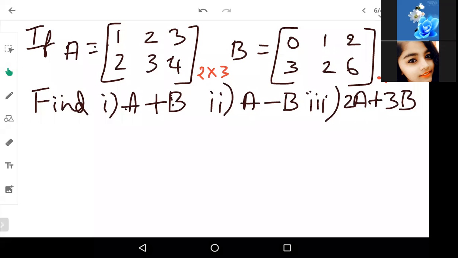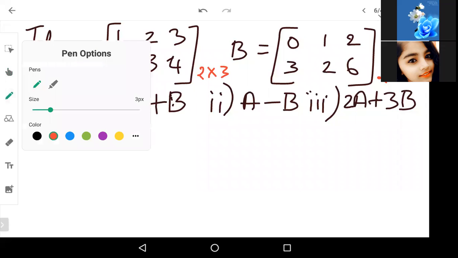Okay. So this is known as a 2 into 3 matrix. Similarly, matrix B also is a 2 into 3 matrix. There are 2 rows and 3 columns. Okay. Now, first we are supposed to find out A plus B. And then we will see what else has to be found. Okay. Now, let us start.